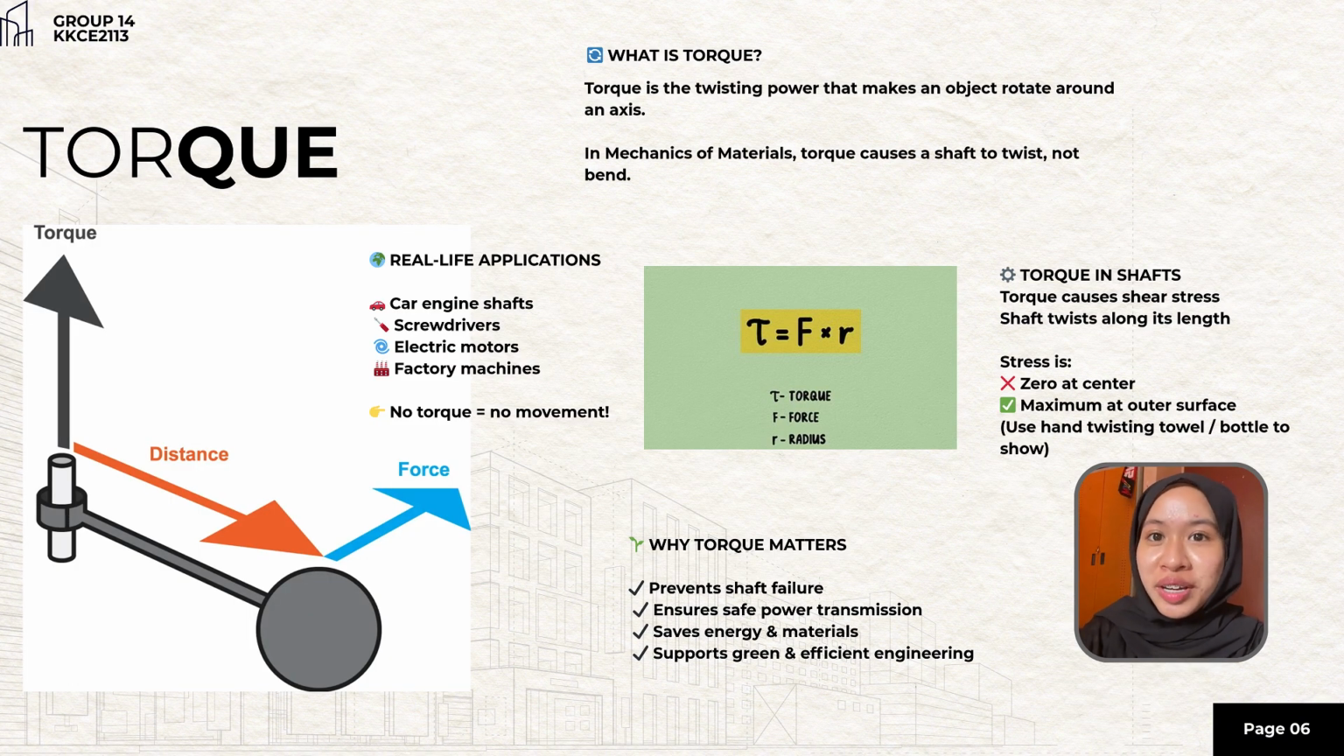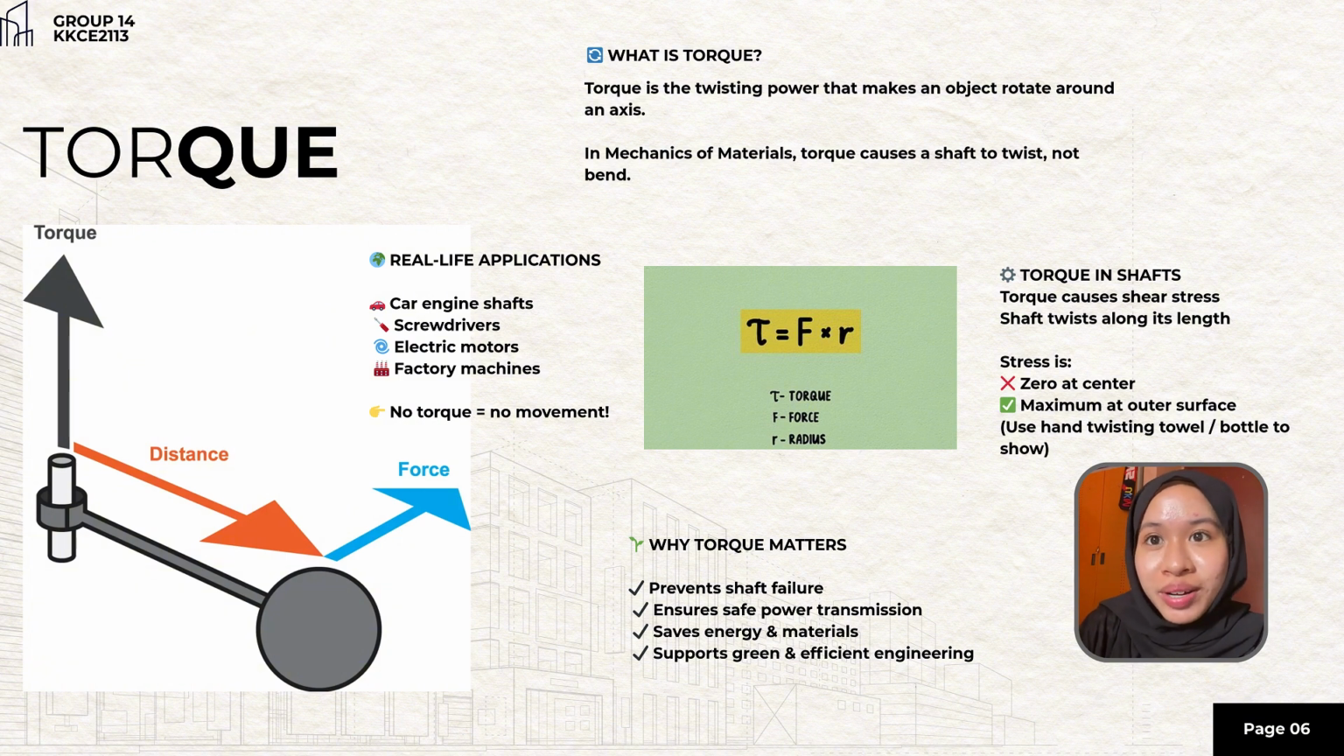Have you ever tried opening a very tight bottle cap and it just won't open? But you twist harder and hold it further away, and suddenly it clicks, it's open. The twisting action you just saw is called torque. In mechanics of materials, torque is a twisting effect produced when a force acts at a distance from the axis of rotation. Torque does not just depend on force, it depends on two things: how strong the force is and how far it is applied from the center. That's why torque is defined by this formula, T equals F times r, where F is the applied force and r is the distance from the axis.